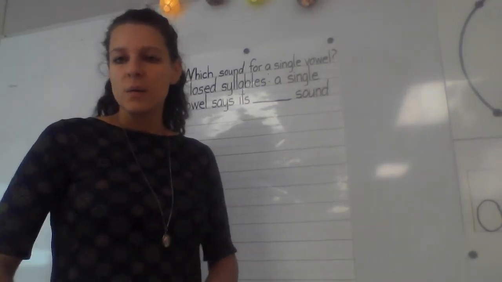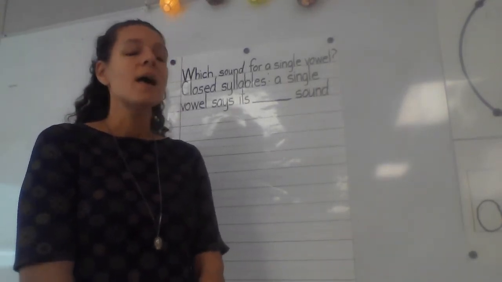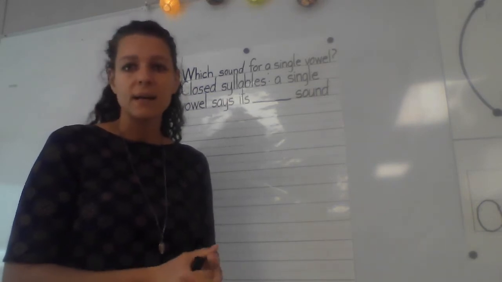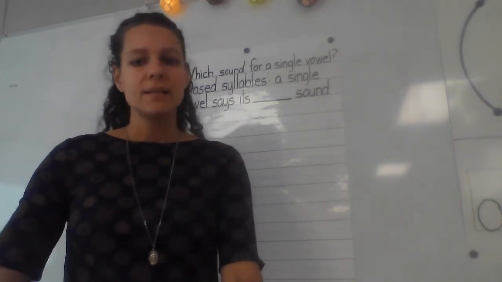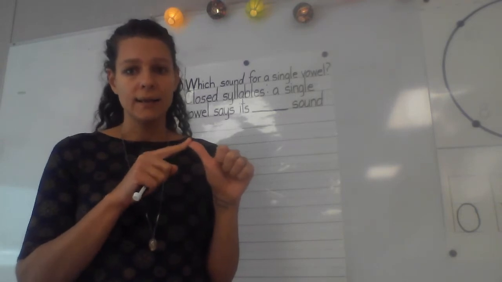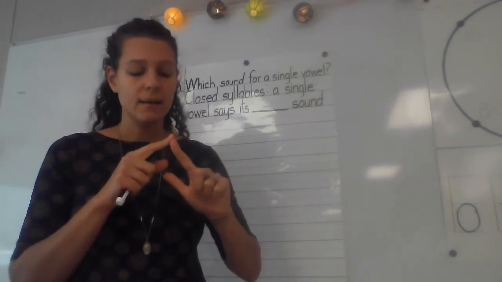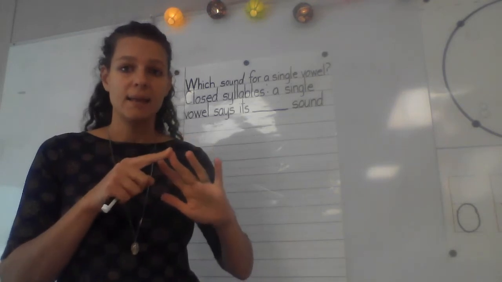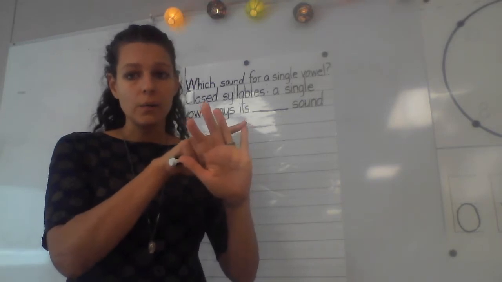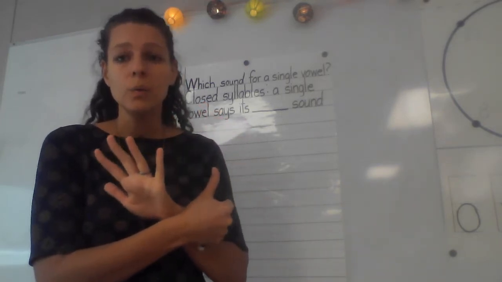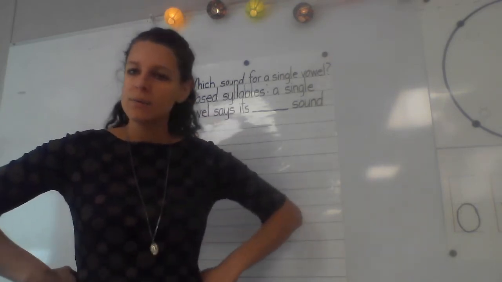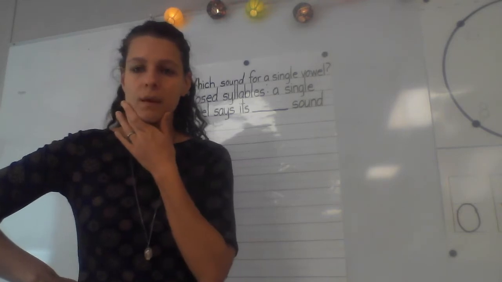Let's see. So when we were learning, we haven't talked about vowels and consonants yet. We'll talk about that a little bit more later. But let me tell you the vowels. A, E, I, O, U. All right, so all of those sounds that I just said, did you notice anything about them?